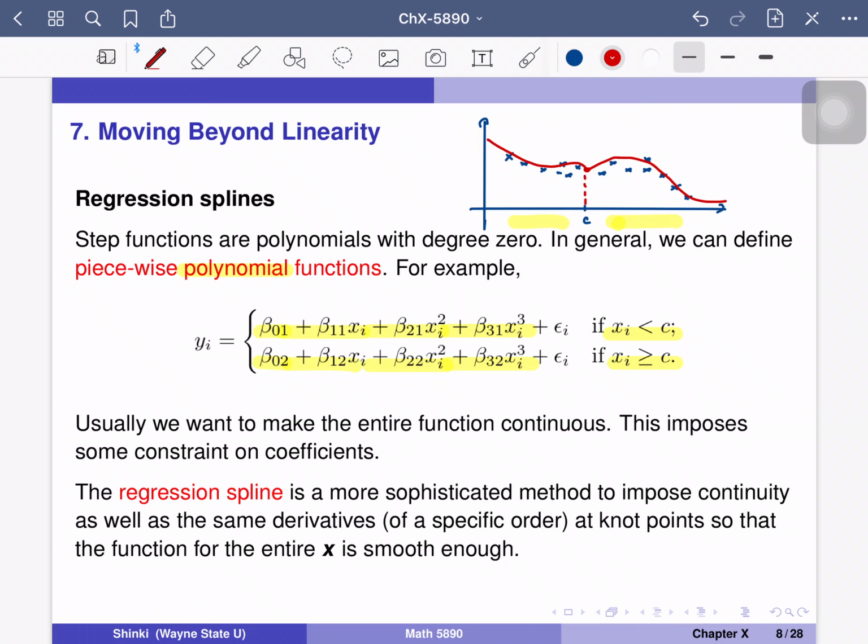The regression spline is a more sophisticated method to impose continuity as well as the same derivatives. For example, sometimes we want to impose that the derivative at c is the same for both curves. If derivatives are the same, then we have a smooth curve, or we can even require the second derivatives to be the same. So in general, we require the continuity as well as the same derivative of a specific order at knot points c, so that the function for the entire x is smooth enough.